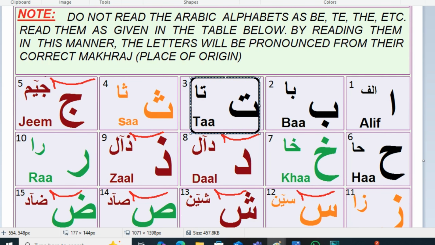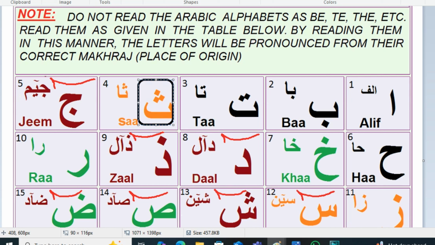Ta spelling is T-A-A. Ta. Also, we will long it for 2 seconds. Why? You see the reason on this page, it has two A's at the end. We will long it for 2 seconds, just like Ba. We long Ba for 2 seconds because Ba has two A's also. And we long Ta for 2 seconds also. Ta.